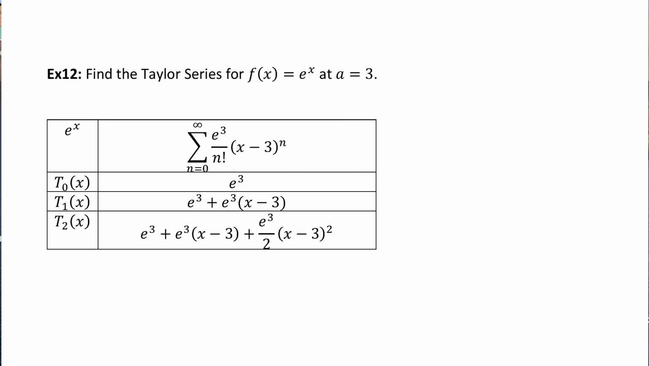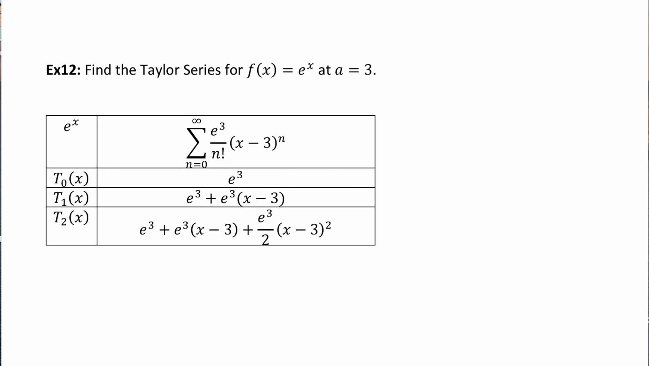One last example, we have to find the Taylor series for f of x equals e to the x at a equals 3. And keep in mind that whenever we are finding the Taylor expansion of a function at a equals 0, then we call it the Maclaurin series. So Maclaurin, one more time, Maclaurin means a is equal to 0. The steps are the same, the formula is the same, the coefficients are the same.